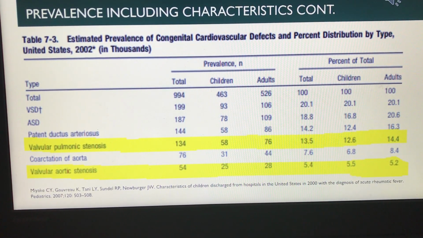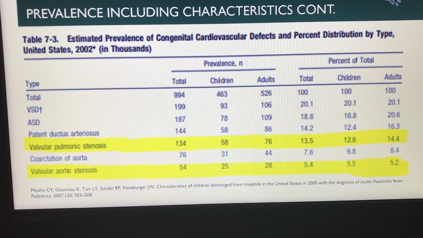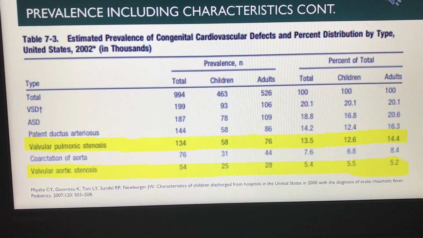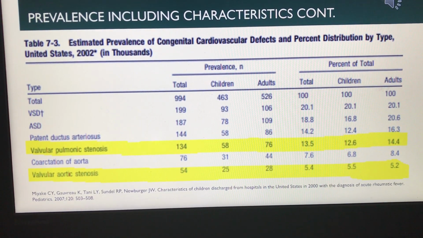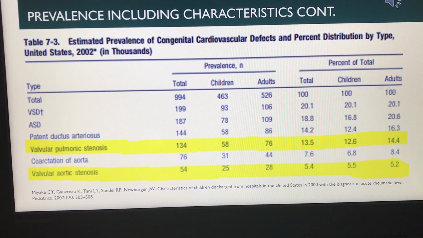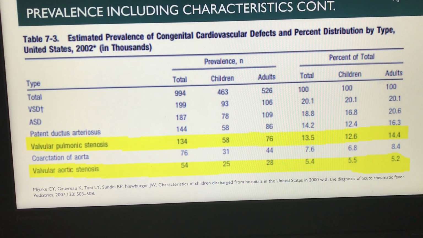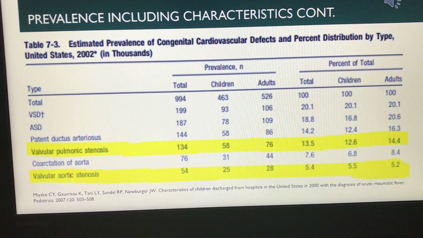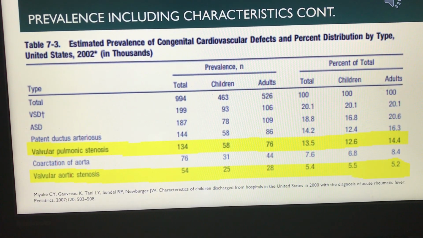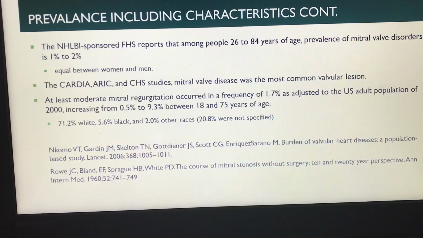Another study from the CDC went over the prevalence of all cardiac diseases and ranked them from most prevalent to least prevalent. So valvular pulmonic stenosis was 13.5% total, as you can see right here, of all cardiac diseases, and then you can see between children and adults. And then valvular aortic stenosis was 5.4% overall, and then 5.5% congenital, and 5.2% in adults.